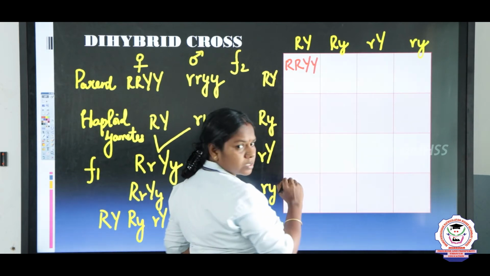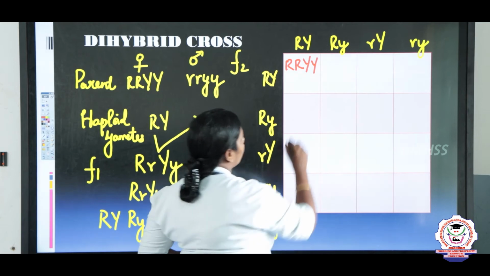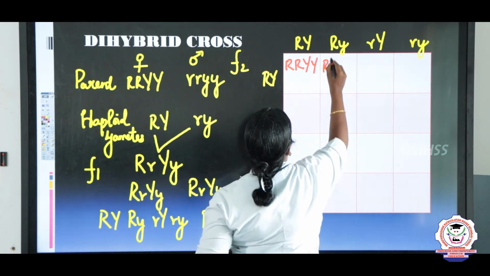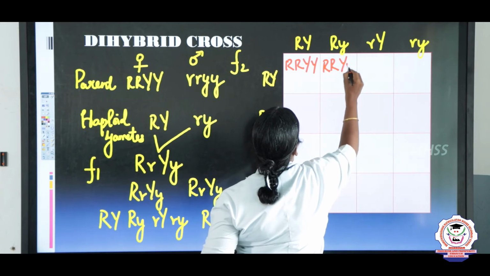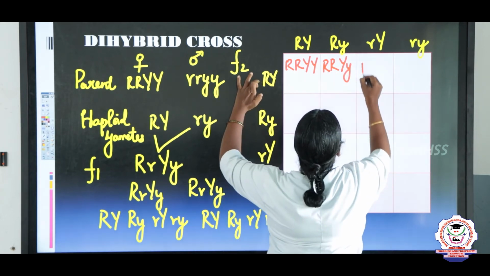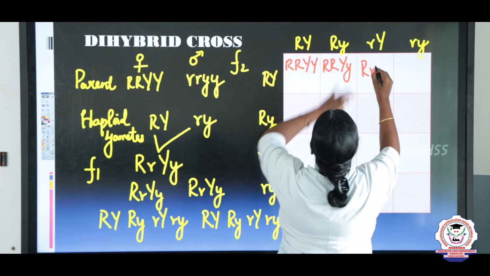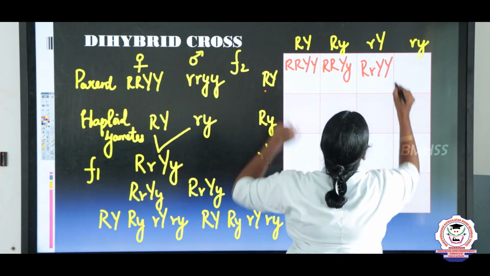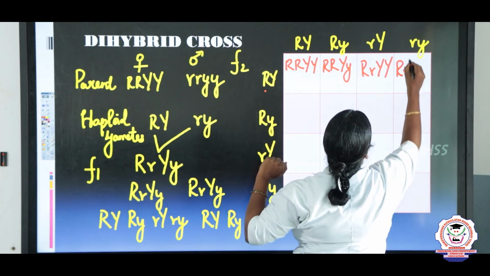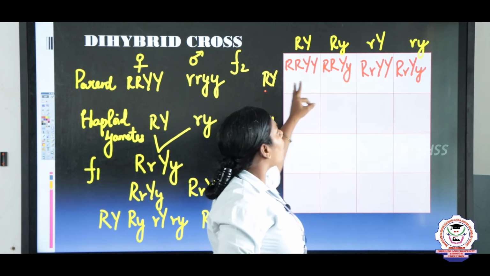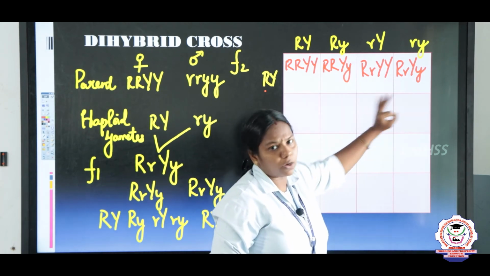And now what happens, children, when we cross these two gametes, we get capital R, capital R, capital Y, capital Y. So round yellow. Here we get capital R, capital R, capital Y, small y. And if we cross these two, we get capital R, small r, capital Y, capital Y. And when we cross these two, we get capital R, small r, capital Y, small y. So here all are round yellow.